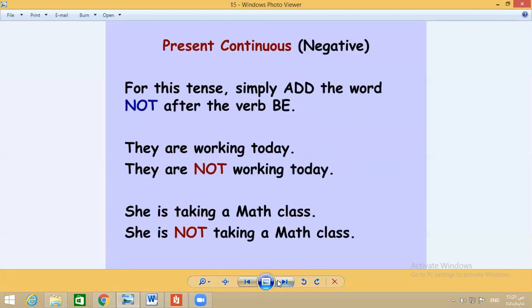What's the negative of the present continuous? We use the negative of the simple with don't and doesn't. With present continuous, we are using not only with the verb to be. So I am not, he is not, we are not. So they are working today. Negative: they are not working today, or they aren't working today if you're using the short form. She's taking a math class. She's not taking a math class, or she isn't taking a math class.